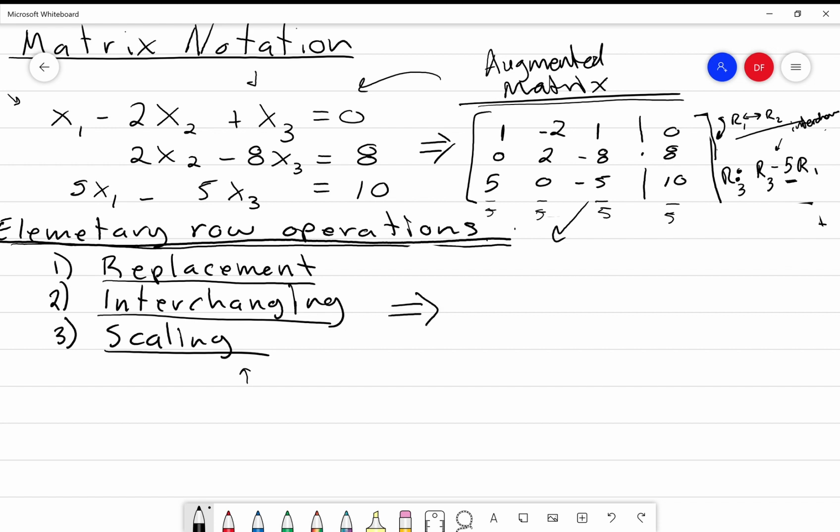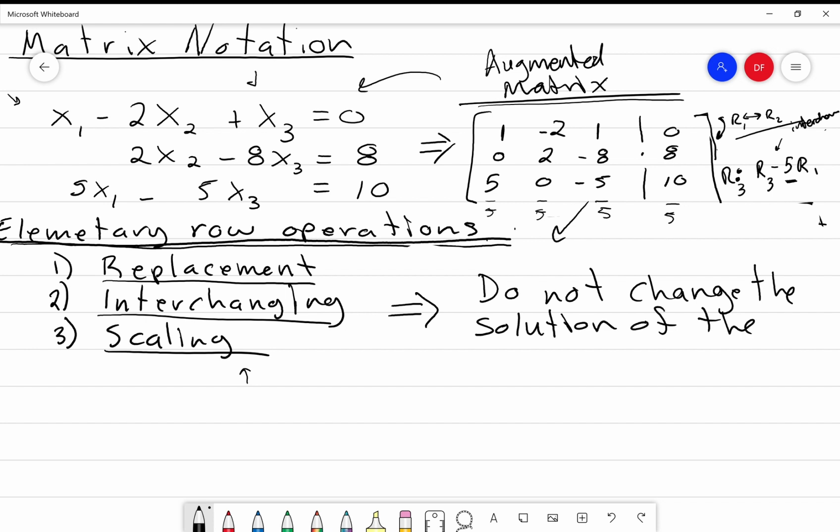So these do not change the solution of the system.